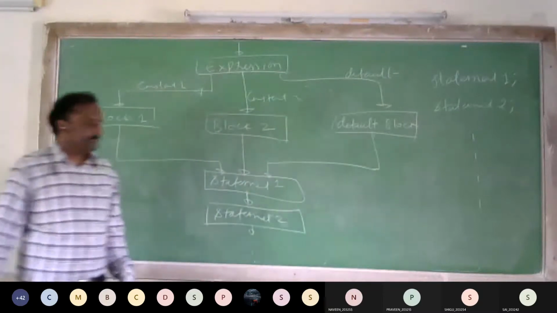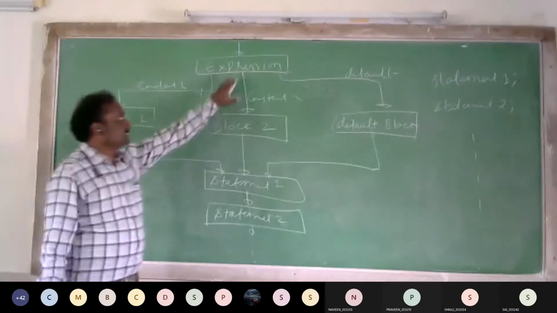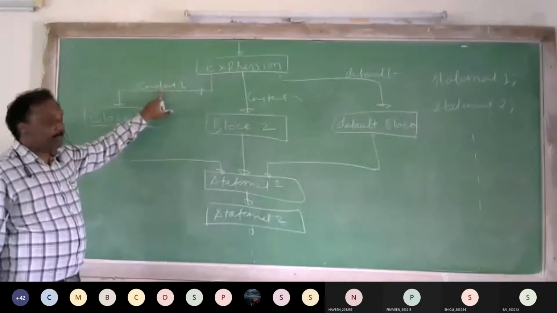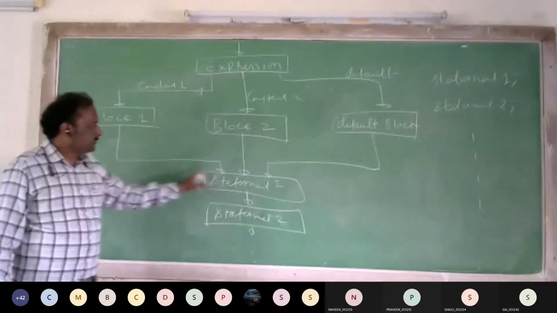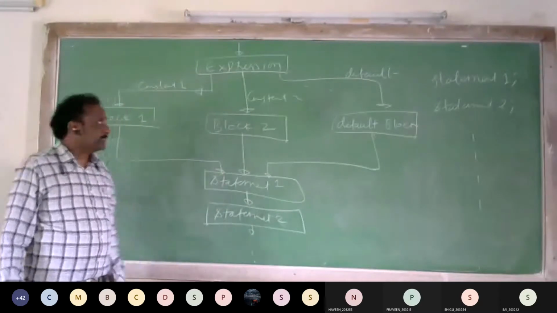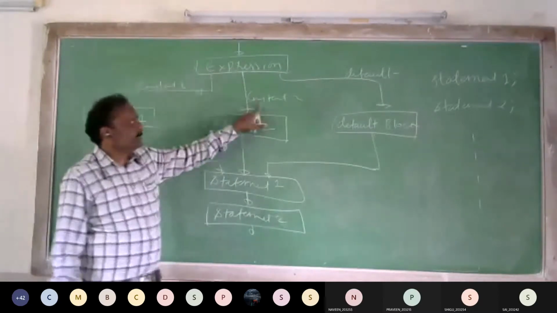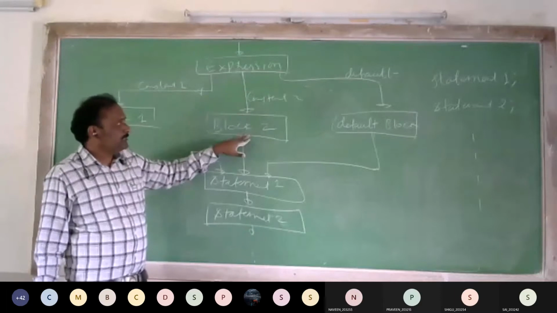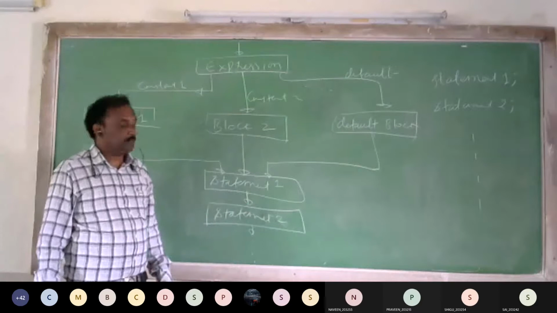So this is the flowchart for switch case. First the expression value is evaluated. If the expression value matches with constant 1, then the block 1 statement is executed. Break will take the control outside of the switch case. Statement 1, statement 2 all are executed. If the expression value is not matching with constant 1, then it checks for constant 2. If it matches with constant 2, then the block 2 set of statements are executed. Then statement 1, statement 2, remaining statements are executed.